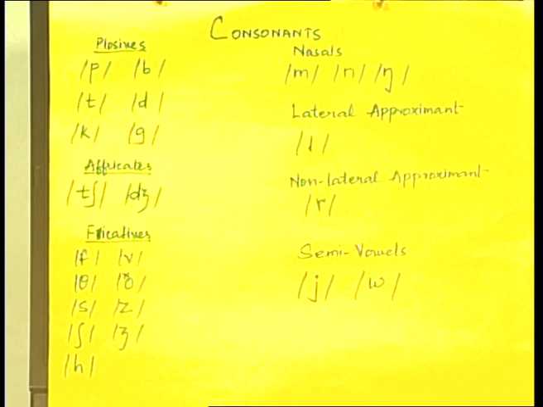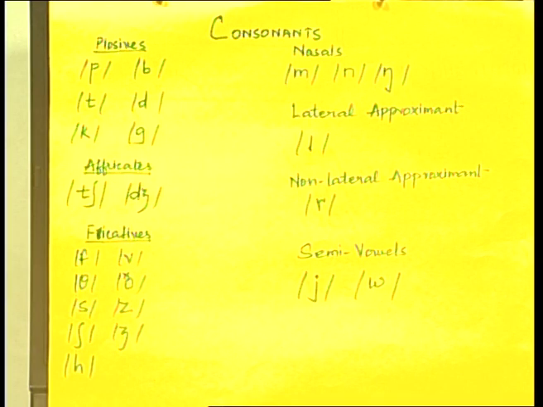We have 2 approximants, the lateral and the non-lateral approximants, l and r. L is described as an alveolar lateral sound because the tip of the tongue touches the alveolar ridge, and the lung air escapes through the mouth laterally. The non-lateral approximant sound is the r sound, which is also known as the frictionless continuant. In the articulation of r, the air moves out of the system without any friction.